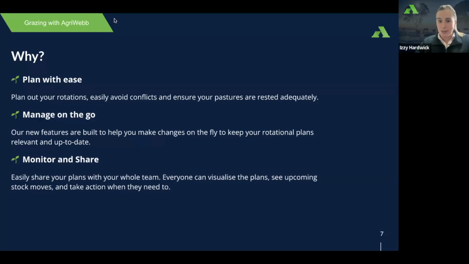We know nothing really goes to plan on farm. As much as we all think it and we want it to, sometimes things just happen and we need to go out there and make on-the-go changes. And AgriWebb's designed to help you with those.